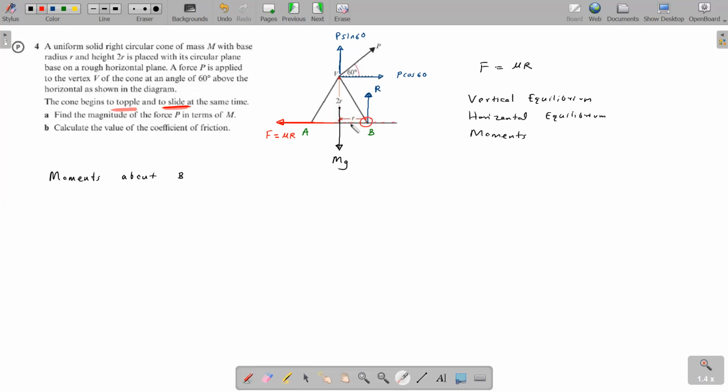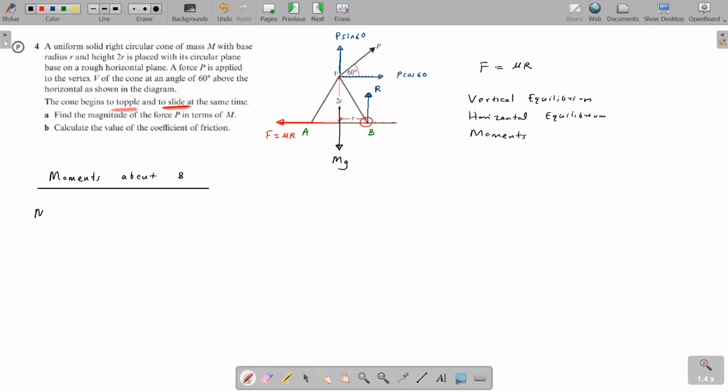Okay, so then the only forces that will give moments are the mg, weight, and guys, the P cos 60 and the P sin 60. So we'll work with P cos 60 and P sin 60. That will be easier, right, guys? All right, so this is simple M2 moments. All right, so let's mark the moments around B.